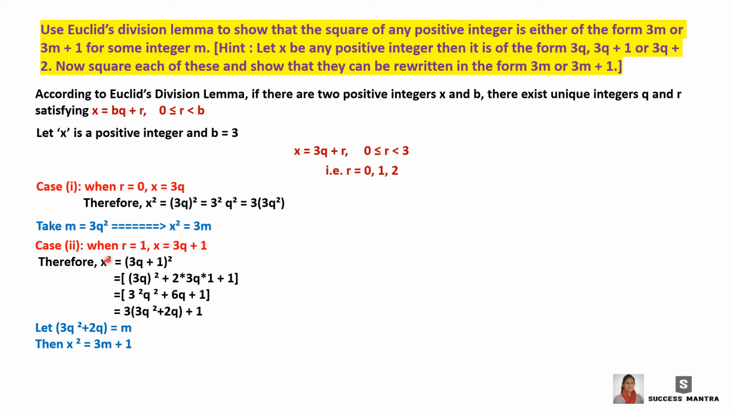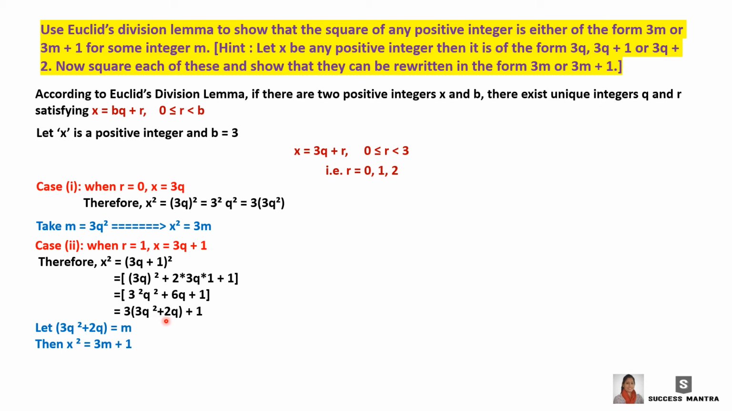Case 2 is that when r is equal to 1, x is equal to 3q plus 1. Now we take the square on both sides. X square is equal to 3q plus 1 the whole square. This is similar to a plus b the whole square, that is a square plus 2ab plus b square. So we get 3q square plus 2 into 3q into 1 plus 1 square is 1. On opening we get 3 square q square plus 6q plus 1. If we take 3 as a common from here, we get 3 into 3q square plus, if we take 3 from here, we get 2q plus 1.